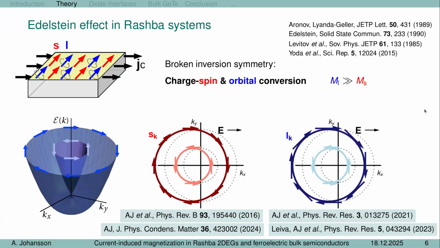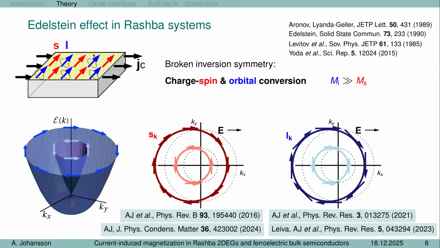However, we know that there are also orbital expectation values. We can have systems with orbital textures. So just imagine a system which has an orbital texture like that. We apply an electric field, and this would also induce finite orbital density in our system. So the full Edelstein effect would be that we induce a magnetization in our sample, and this magnetization has spin as well as orbital contributions.